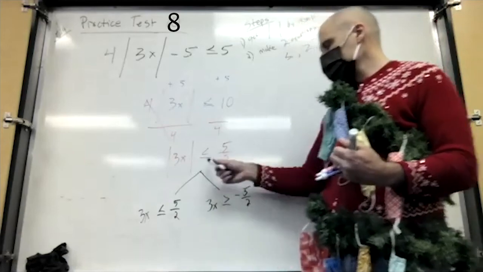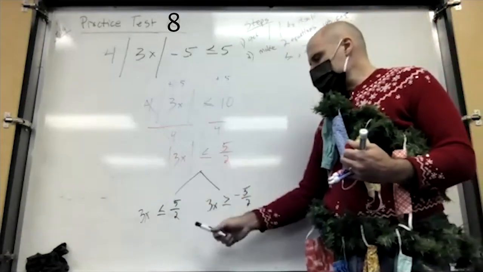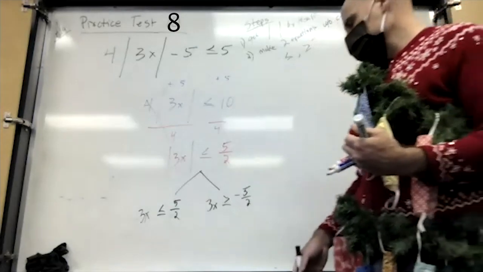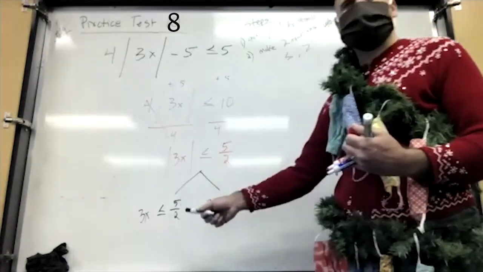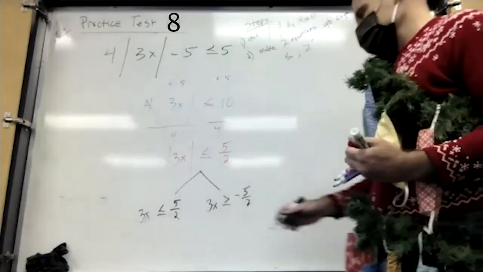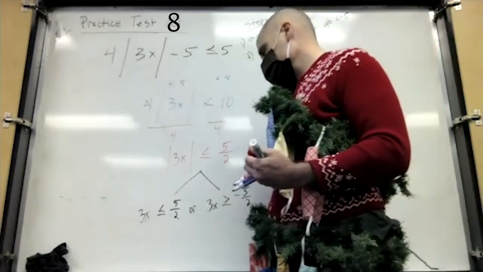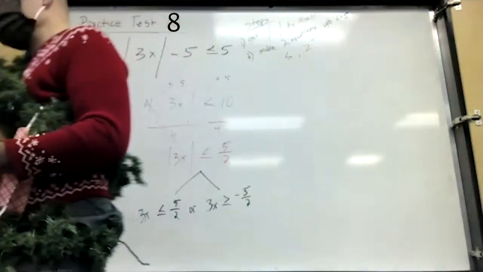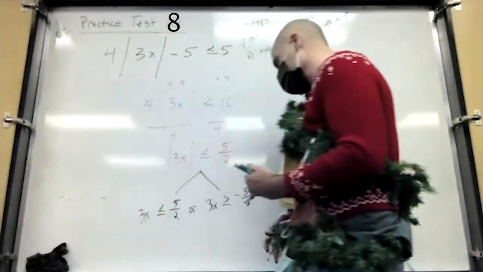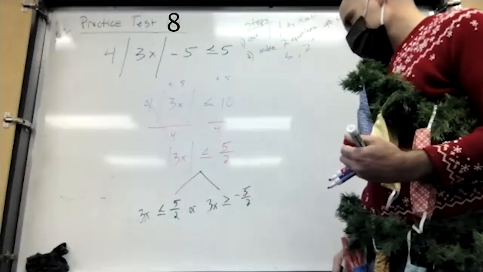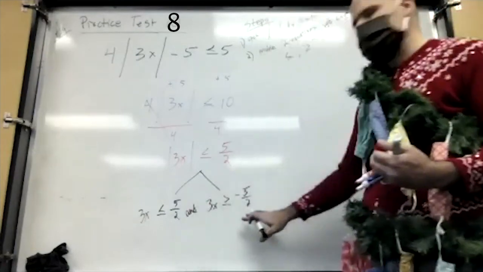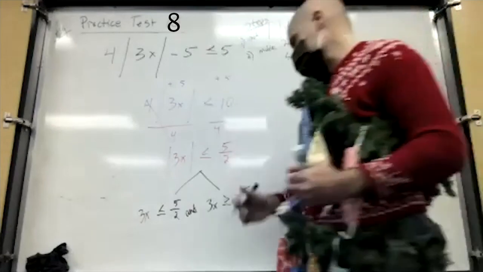Now I have to decide whether this is an and or an or. Well, if it can't be less than that and greater than that at the same time, there's no overlap there. So this has to be an or. But you'll see once you graph it, it'll be easier to see. Oh, it doesn't say graph it, but we're gonna graph it. Oh, it's not or, it is an and. Because it's greater than a negative and less than a positive, so there's overlap there.